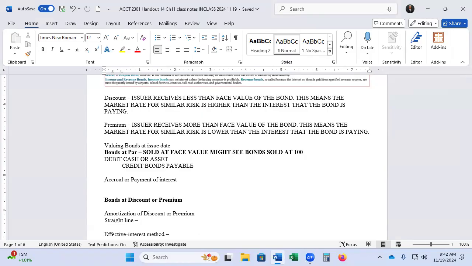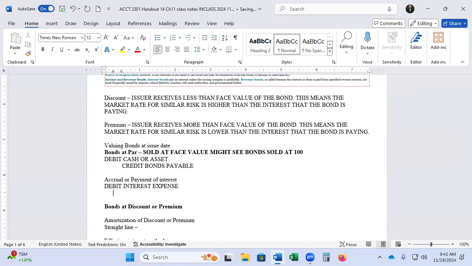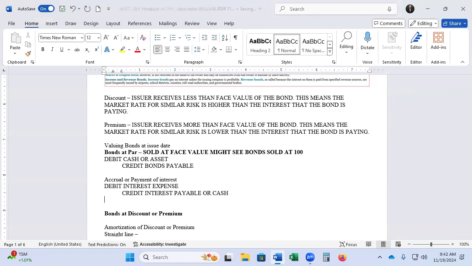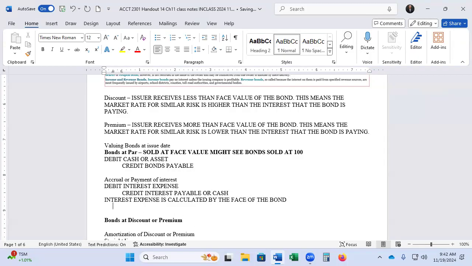Now we accrue interest. And so we debit interest expense, and we credit interest payable or cash. And remember, interest expense is calculated by the face of the bond: principal times rate times time.